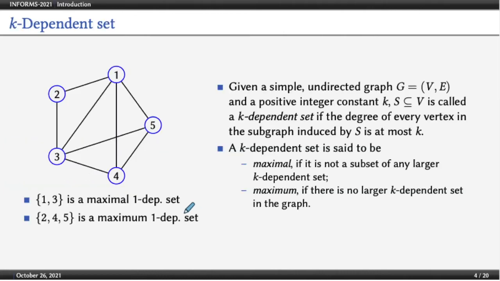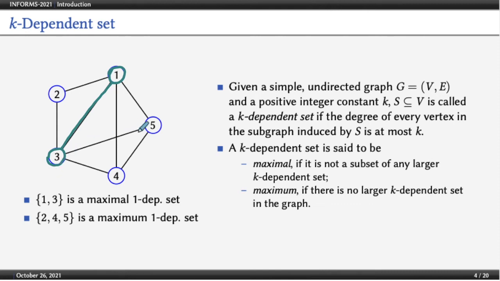Let's start with the definition of a k-dependent set. Given a simple undirected graph G with the set of vertices V and the set of edges E, and the positive integer constant k, a subset S of vertices is called a k-dependent set if the degree of every vertex in the subgraph induced by S is at most k. For example, if we look at this graph right here and the subset of vertices 1 and 3, then this set will form a k-dependent set for k equal to 1.